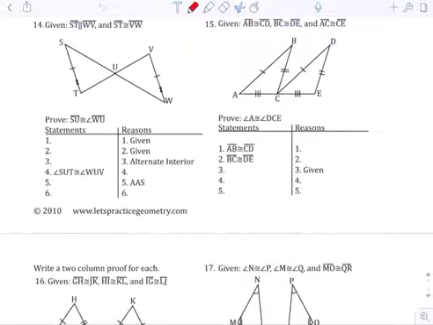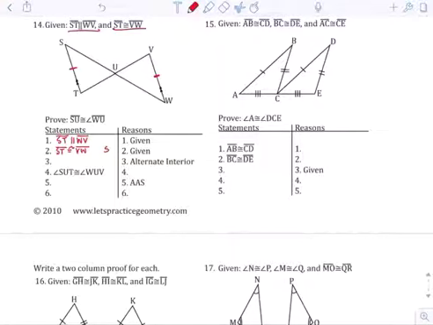Number 14, we have this given statement and this one, so I'm just going to write those down. ST is parallel to WV, and ST is congruent to VW. So that's congruent to that. So we have one pair of sides congruent.